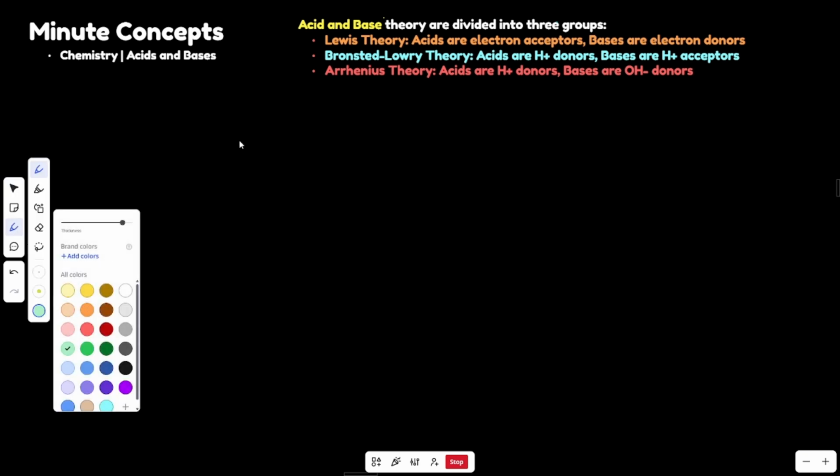Hello everyone and welcome back to another mini concept, this time about acids and bases. So this one is mostly about acid and base theory and how to differentiate the Arrhenius, Bronsted-Lowry, and Lewis acids and bases. So let's start off by writing, or drawing rather, our Venn diagram for these bases.